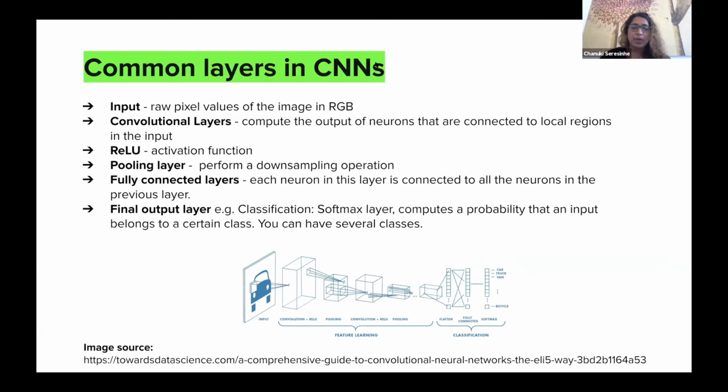Very typical for classification is to have a softmax layer. A softmax would compute a probability that an input belongs to a certain class. And you can have several classes. It could be binary, or it could be several classes, even over 1,000 if you wanted to.